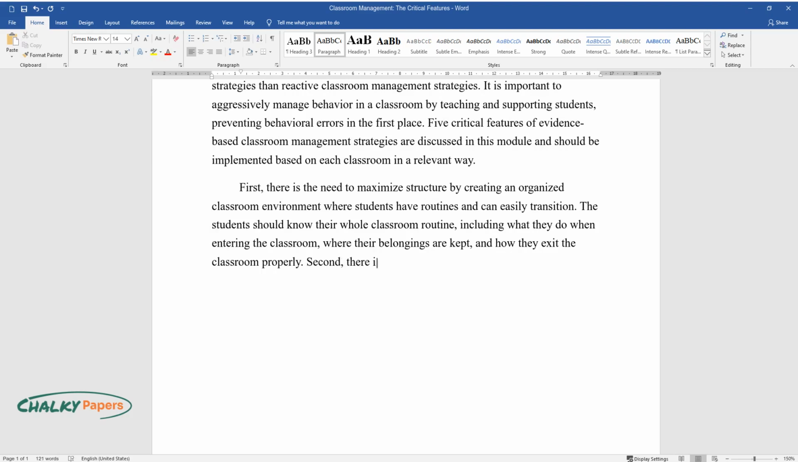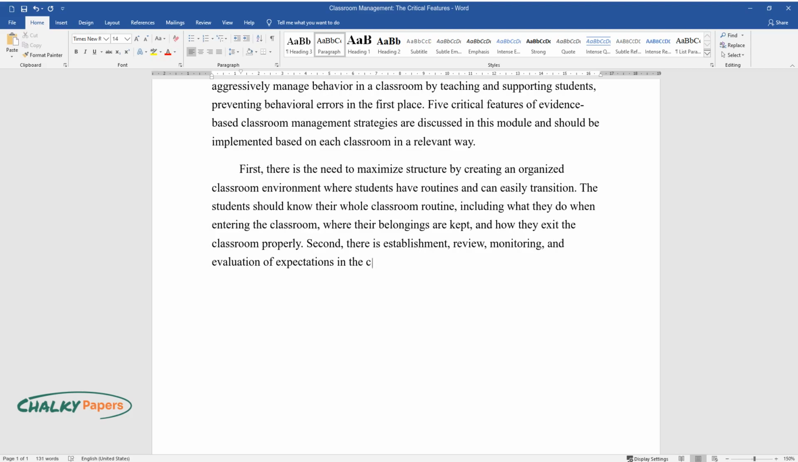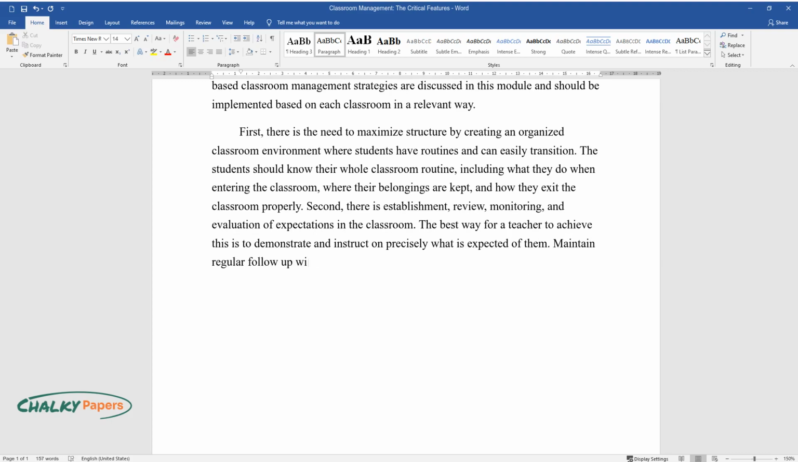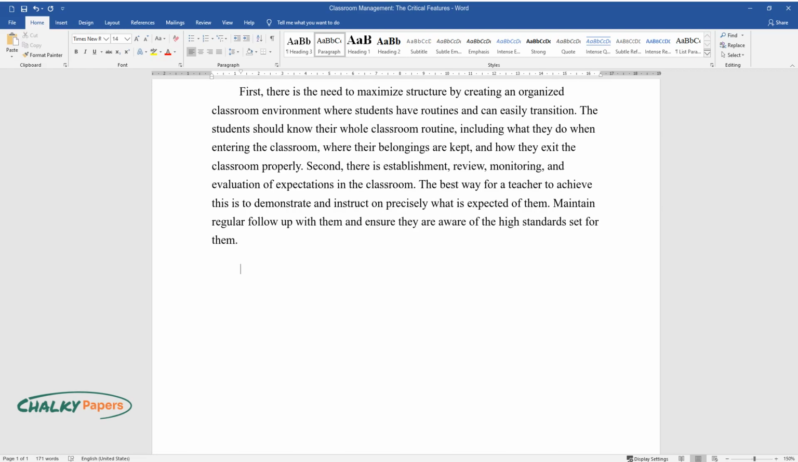Second, there is establishment, review, monitoring, and evaluation of expectations in the classroom. The best way for a teacher to achieve this is to demonstrate and instruct on precisely what is expected of them. Maintain regular follow-up with them and ensure they are aware of the high standards set for them.